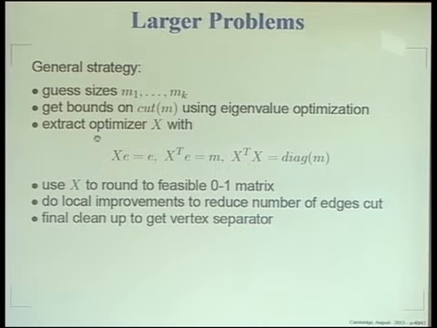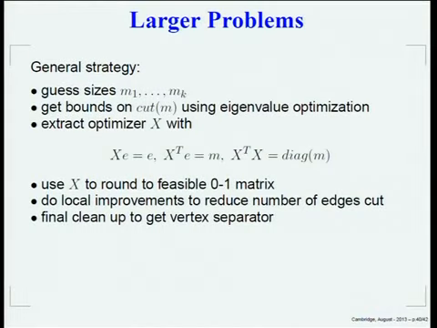So now let's look at larger problems. What is the general strategy? First of all, I have to guess the sizes of the cardinalities. So if we agree that we want to partition into 3 blocks, so find a vertex separator that separates the graph into 2 pieces, basically what I'm guessing is the size of the separator, and I change and play with it. So first step, guess the sizes.